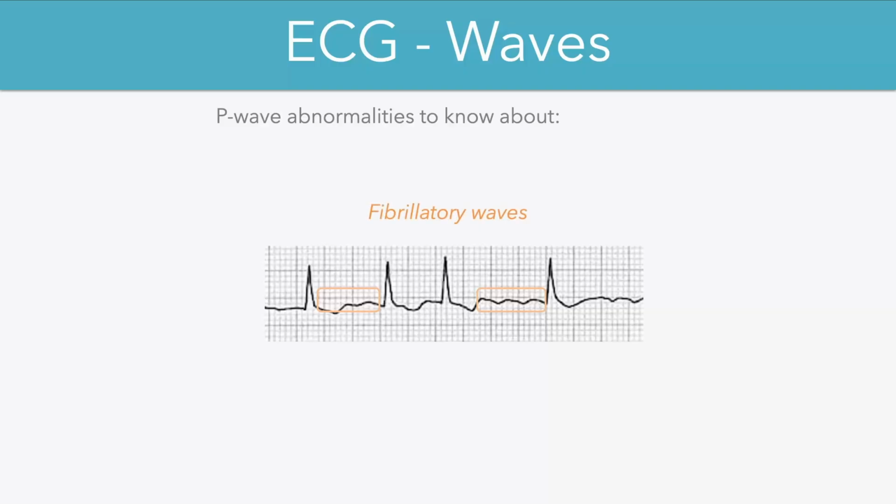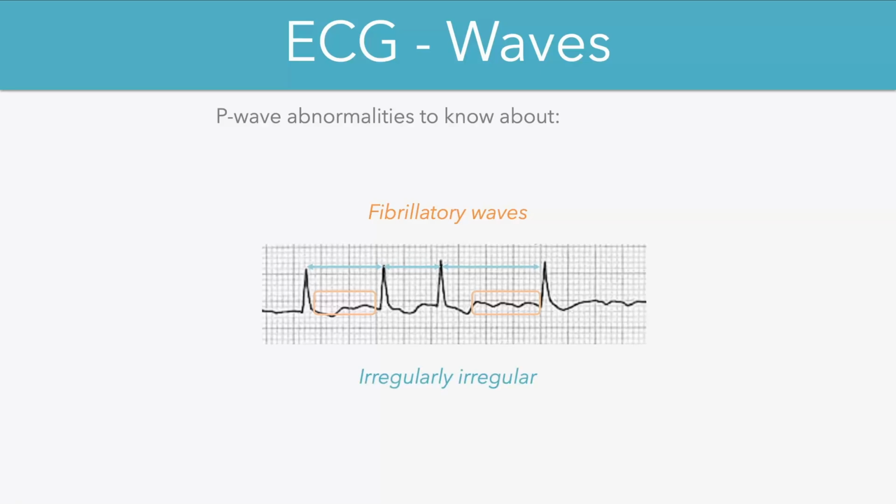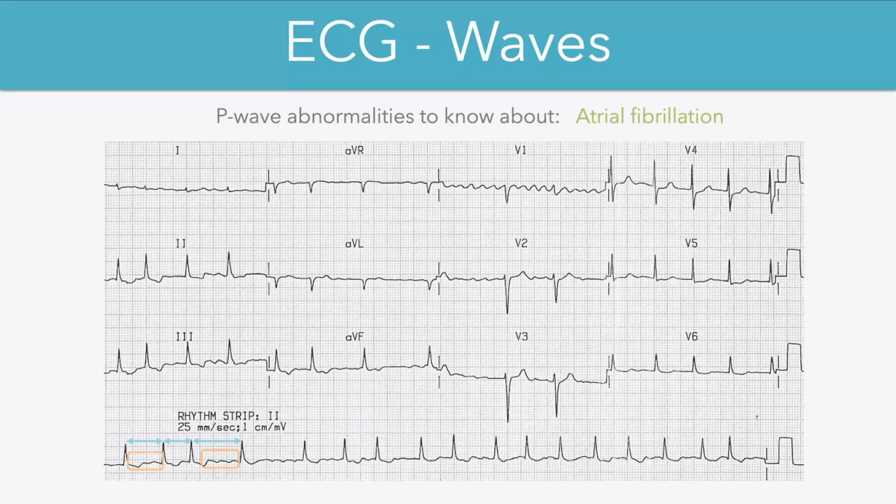Another clue from this tracing is if we check the rhythm, and in this instance you can see that the distances between the QRS complexes are constantly changing, and the rhythm is therefore irregularly irregular. Putting both of these features together, this ECG strip most likely represents atrial fibrillation because of the presence of fibrillatory waves and an irregularly irregular rhythm.